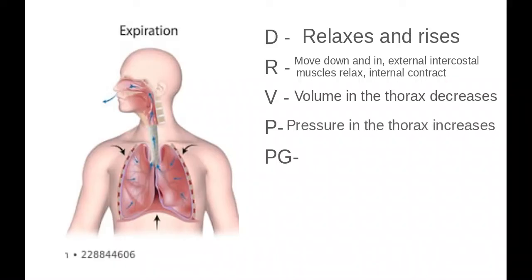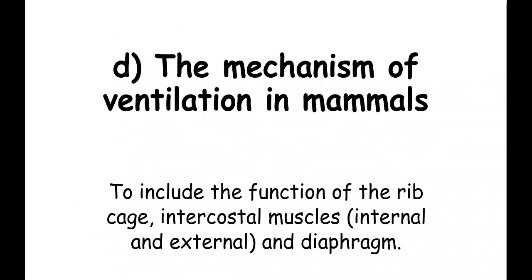The pressure inside the thorax is now increasing, because you've got a decreased volume but still the same air particles inside, so the pressure inside has increased. Therefore, because of that pressure increasing inside the thorax, the air is going to move out of the lungs along the pressure gradient. If you are talking about all 5 of those things when talking about inspiration or expiration, you're going to get full marks. So that's everything you need to know about ventilation in mammals.